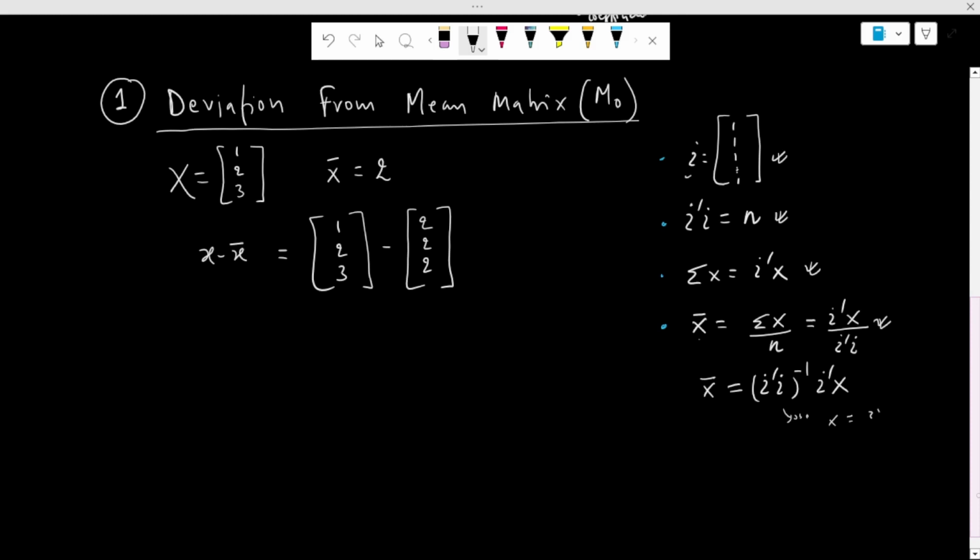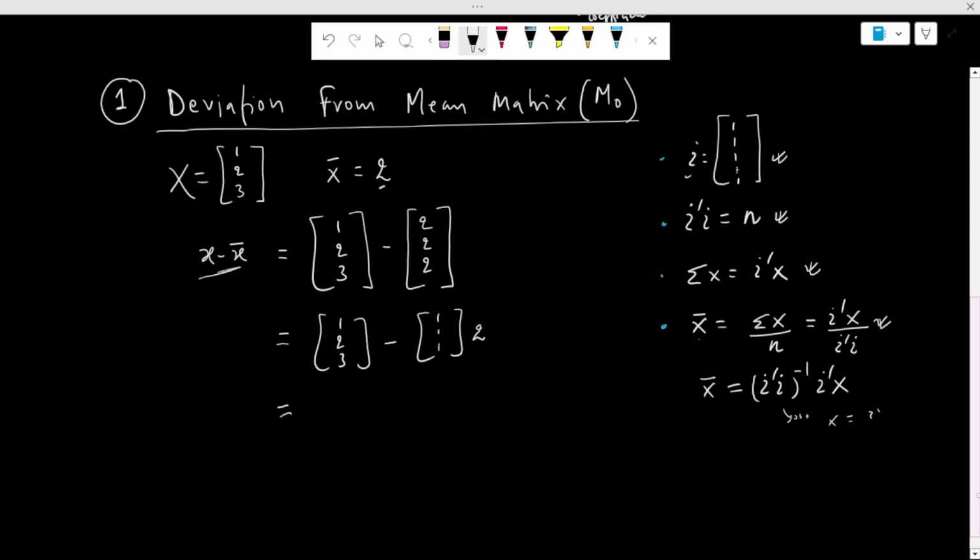Now the deviation from the mean. If vector x is equal to 1, 2, 3, the mean is 2. Now we want to calculate the deviation from the mean, and this is our general notation. In matrix or vector notation we write it as the observations minus the vector of the mean. So this is equal to 1, 2, 3, and let us take the mean common, so we are left with 1, 1, 1 and the constant mean.